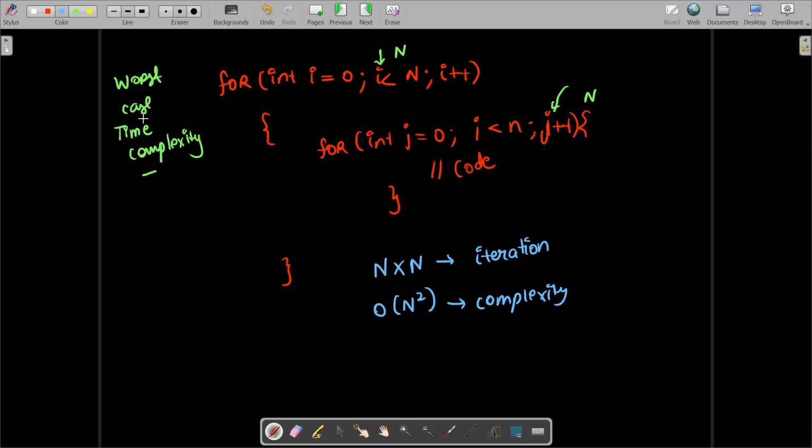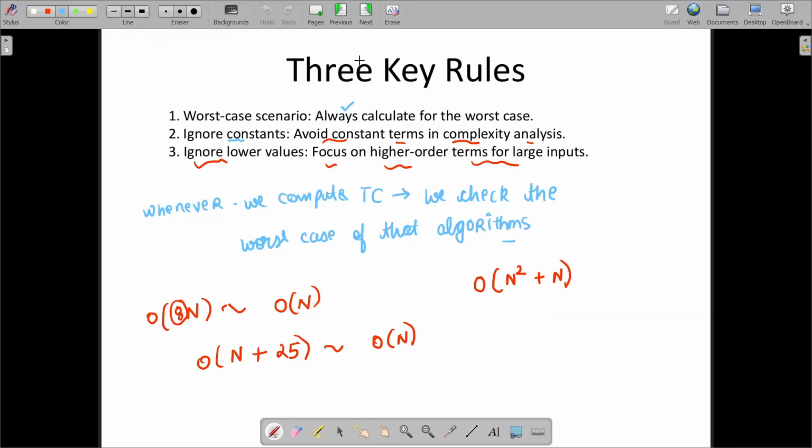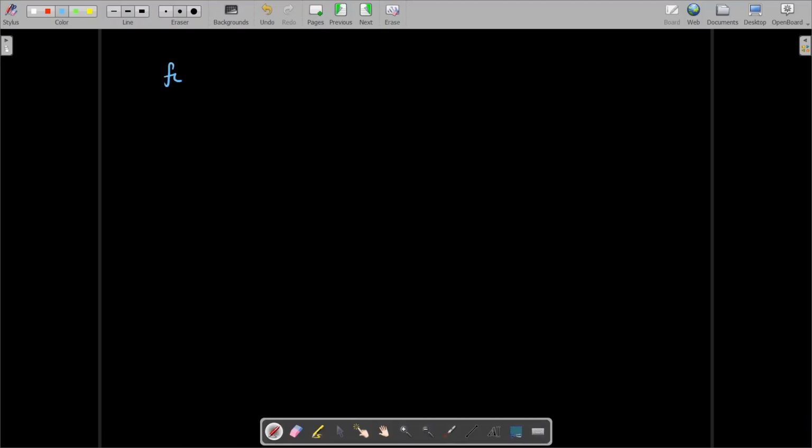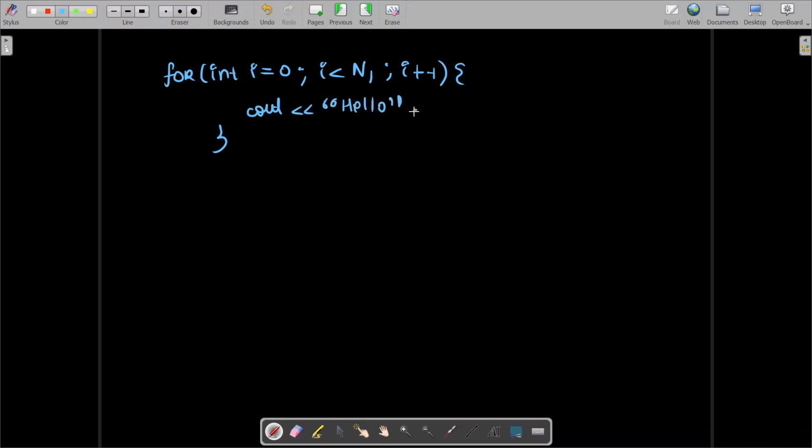But suppose now, instead of a nested loop, I give you just a second, two different for loops. Okay: i less than n, i plus plus. And suppose I just print hello. Sorry, print, not count. Count, hello. And I just copy paste the same thing.